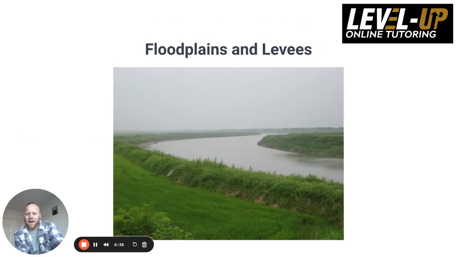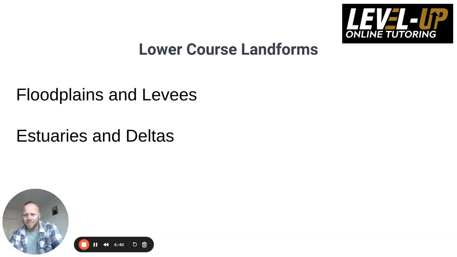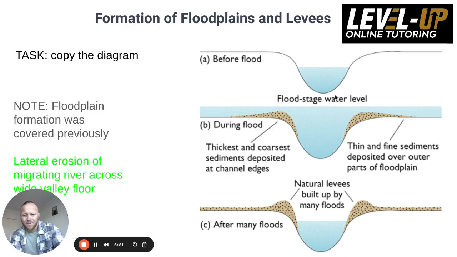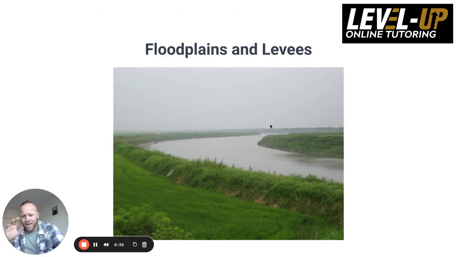Let's talk about floodplains and levees. So we've already talked about how a floodplain is created due to that lateral erosion of that migrating river. For a levee to form, and these are our levees here, we need this to happen. So we need a flood. Okay, in fact, I won't even get that, it looks too complicated. Let's just break it right down.